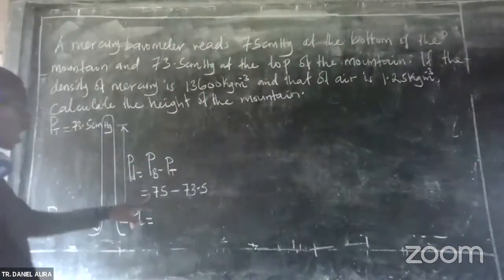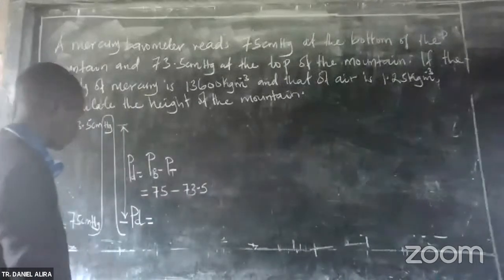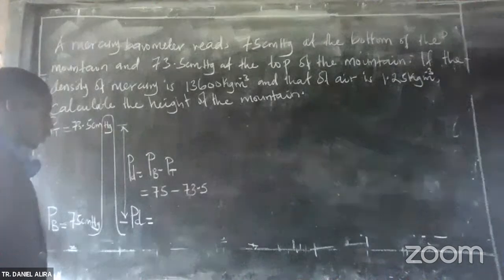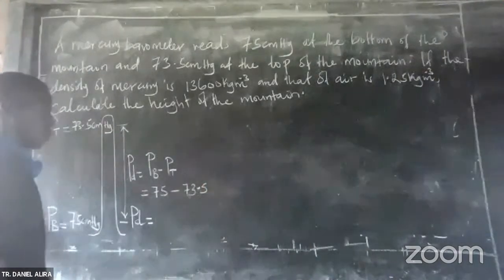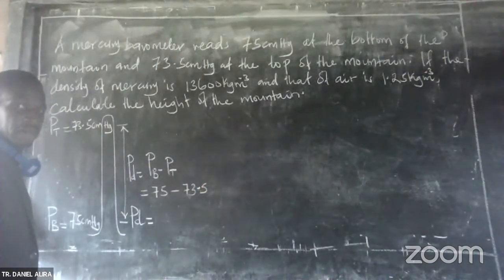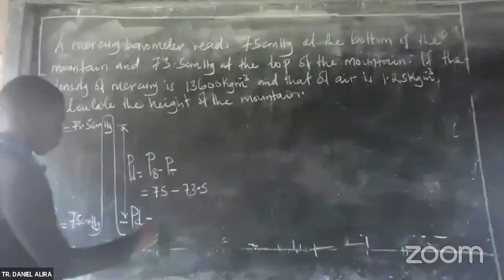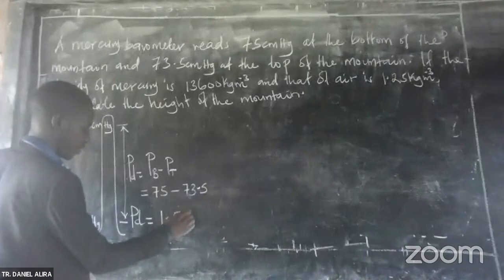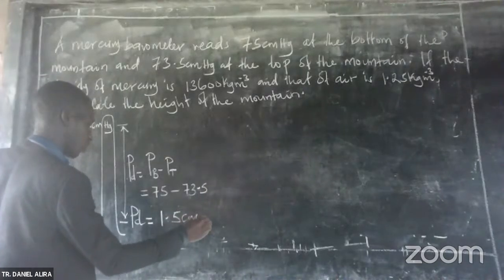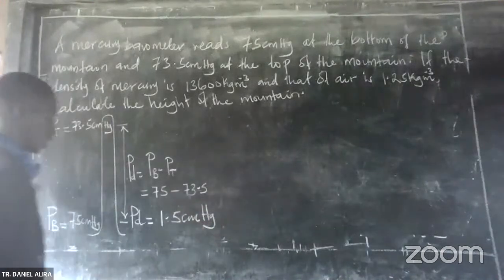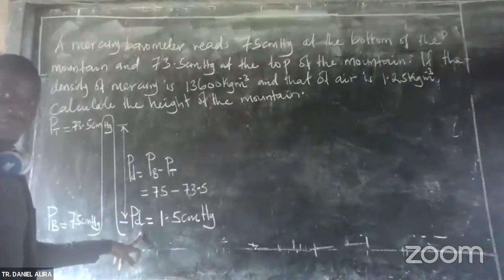What is 75 minus 73.5? 1.5 centimeters of mercury. So this is the pressure difference.